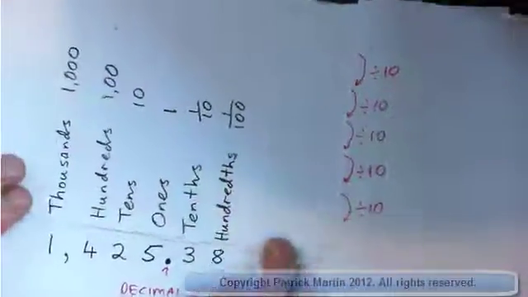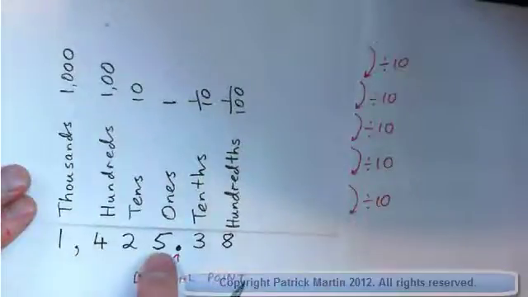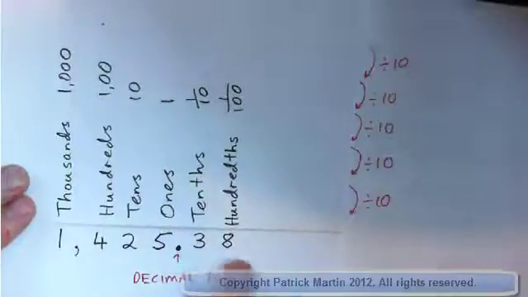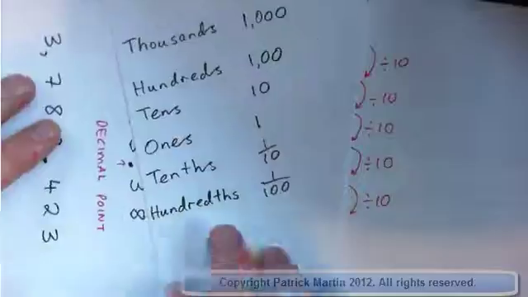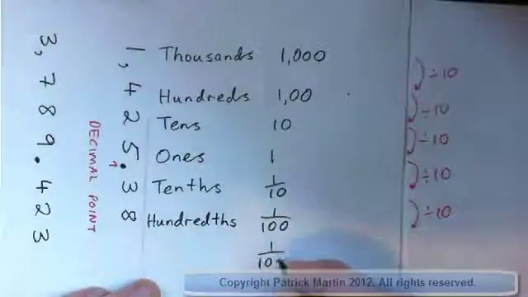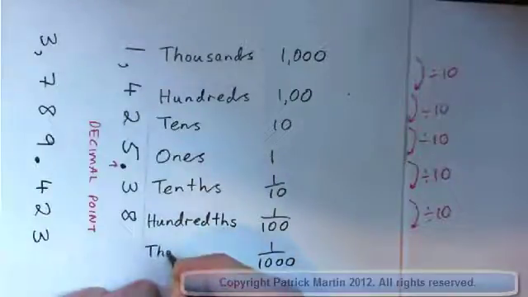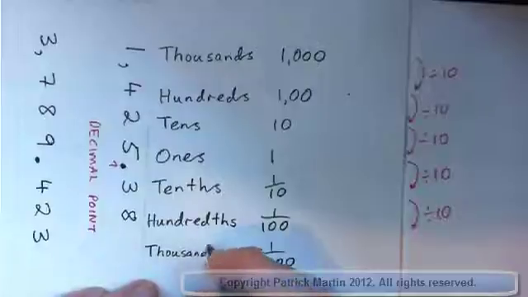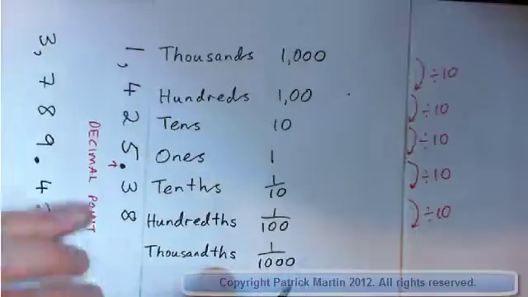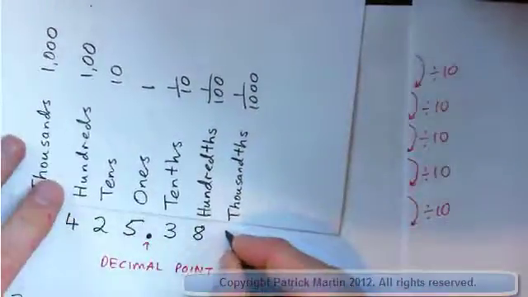Okay, so now the number says 1,425 and 3 tenths and 8 hundredths. Okay, and the next in the sequence, if I divide by 10 again, I get 1 over 1,000, and this is called a thousandth. So you spell the word thousand, and then you just put a TH at the end of it. So we're going to look at thousandths, and let's put a 7 there. Let's imagine we've got 7 thousandths.